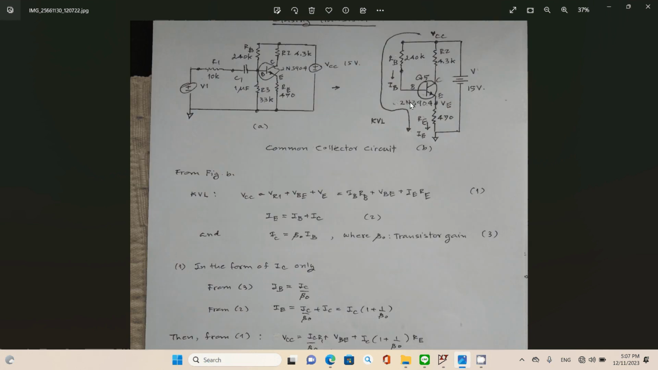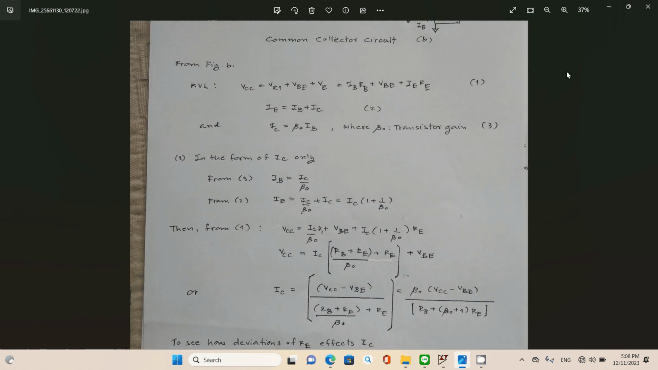From the circuit diagram, by applying KVL, or Kirchhoff's voltage law, you know that VCC, that's the supply voltage, is equal to the voltage drop across the base resistor plus the voltage difference between the base and the emitter, or VBE, and then plus the voltage drop across RE, or emitter resistance. So you have equation 1: VCC equals IB RB plus VBE plus IE RE. And you know that IE equals IB plus IC, and IC equals beta 0 IB, where beta 0 is the transistor gain.